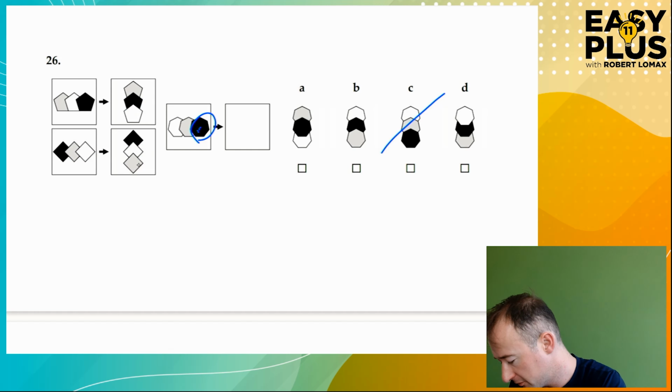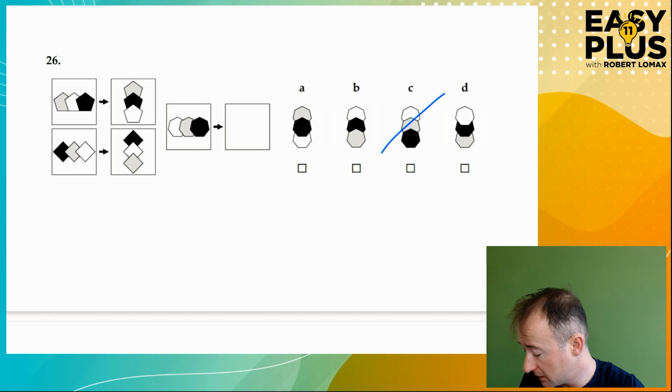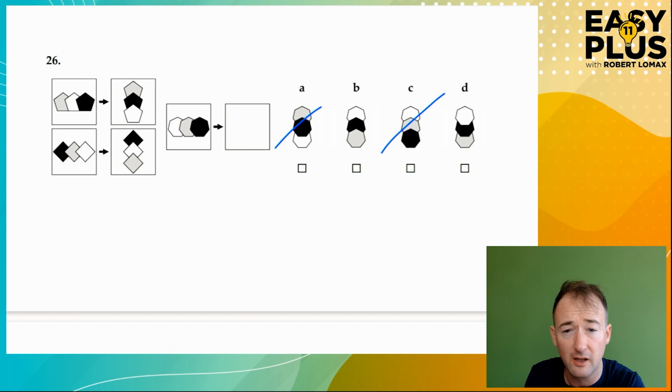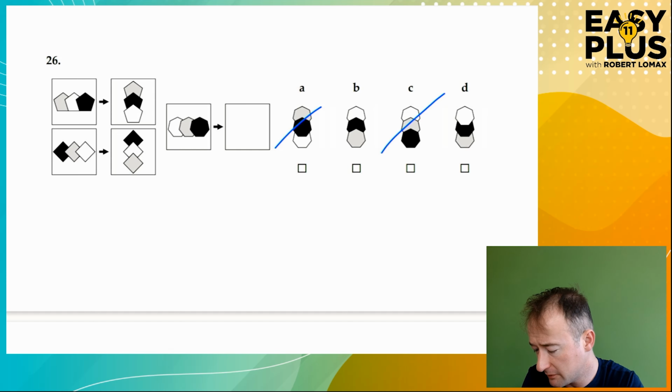Do some rubbing out so we can see what's going on again for the next thing that we look at. What was in the middle? White was in the middle, and that ended up at the bottom. Looking here, grey is in the middle, it's ended up at the bottom. Here, grey is in the middle, and so we want grey at the bottom. Okay, that's going to be B or D. So we're eliminating again.